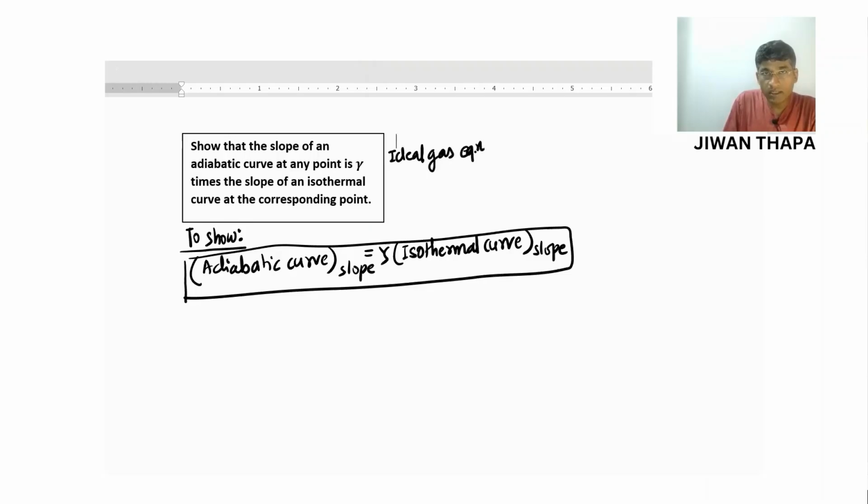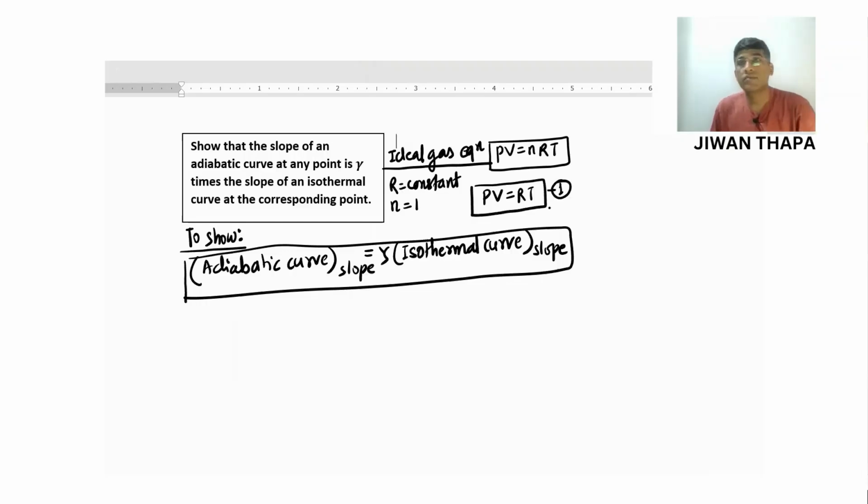ideal gas equation, okay? PV equals nRT, and in this equation R is constant, okay? And let us consider n equals 1. Therefore we can write PV equals RT. Clear? So this is equation 1. So we have this.